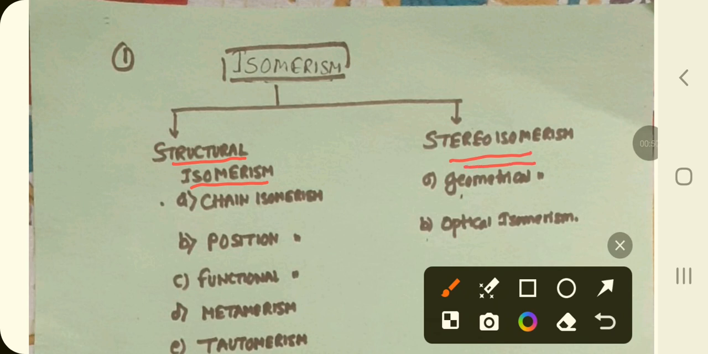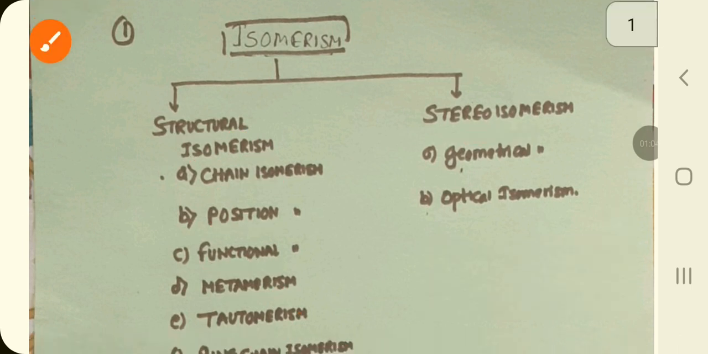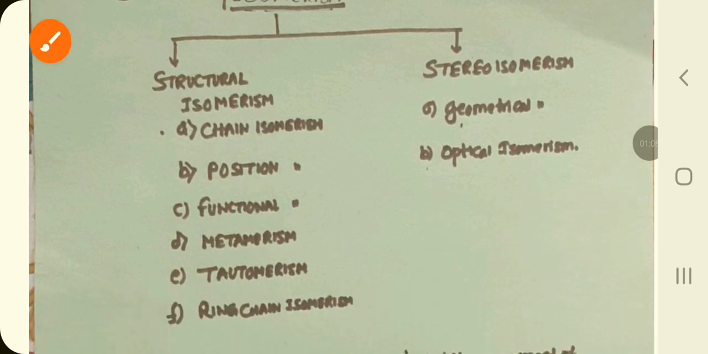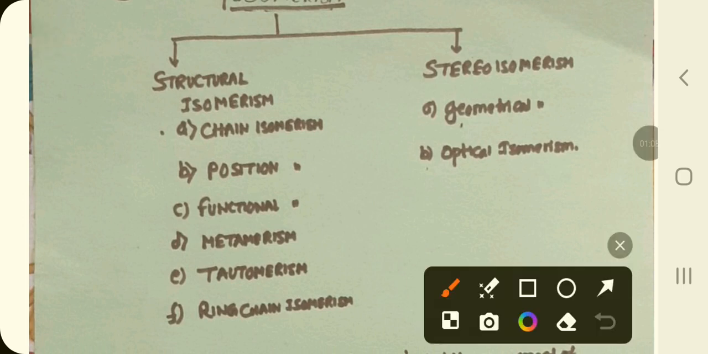Structural isomerism is further classified into six different categories: chain isomerism, position isomerism, functional isomerism, metamerism, tautomerism, and the last one, ring chain isomerism. On the other side, stereoisomerism is further classified into two categories: geometrical and optical isomerism.